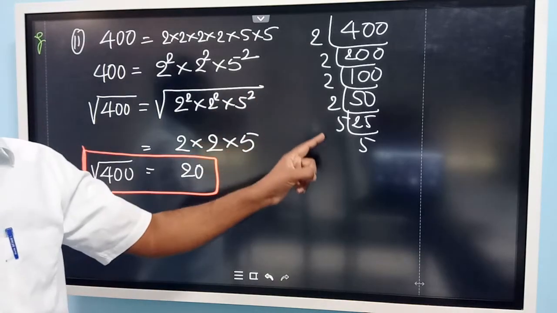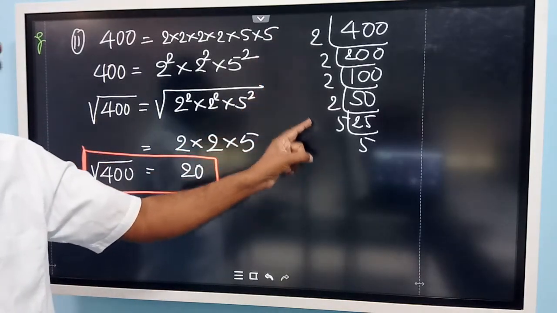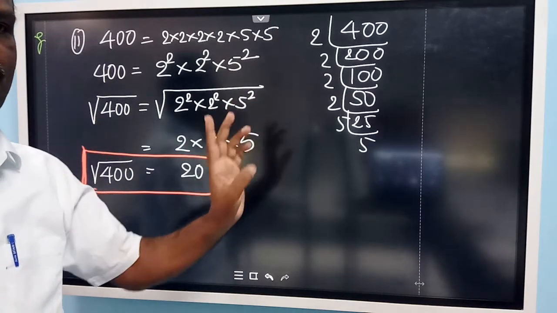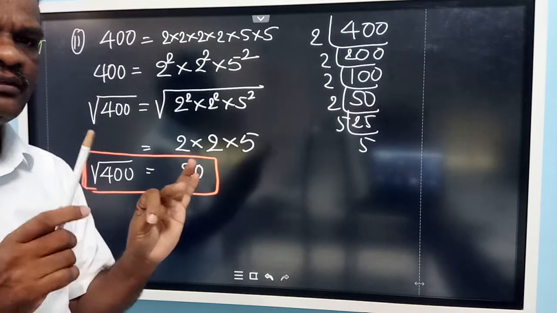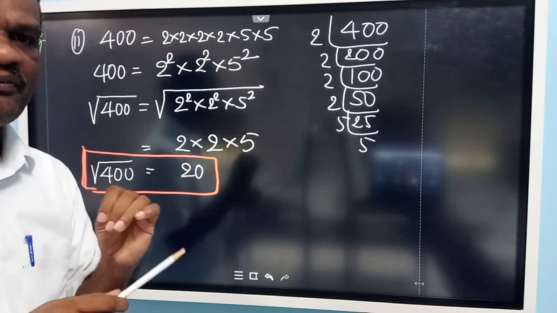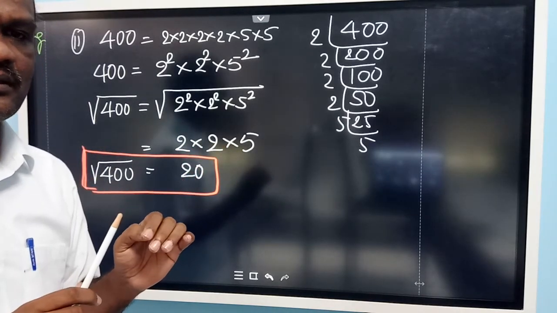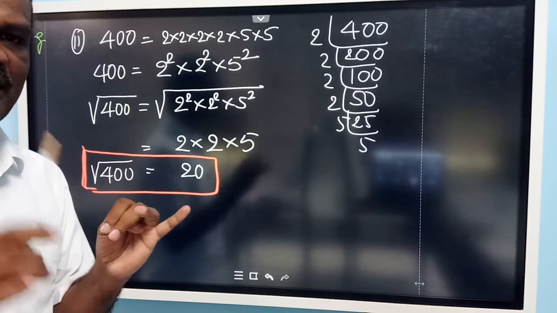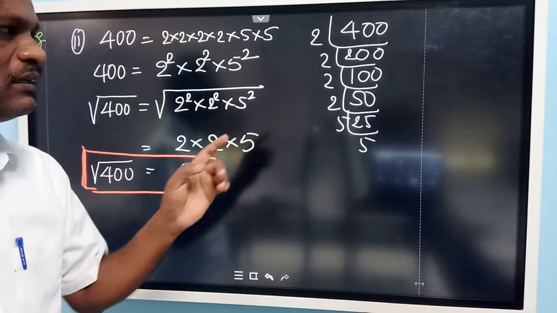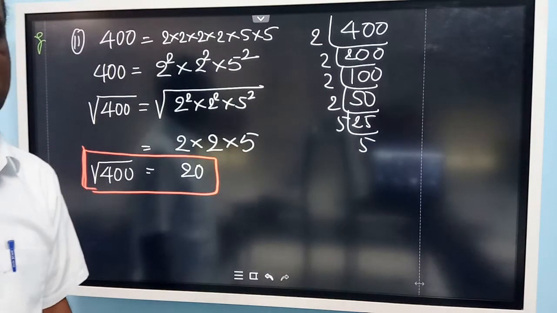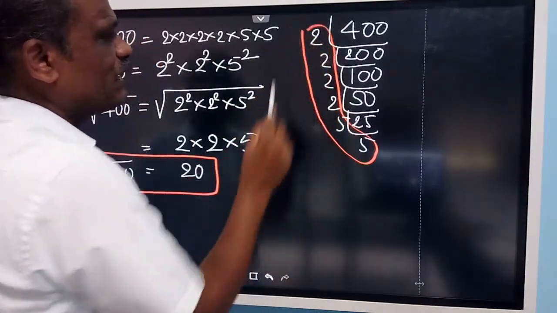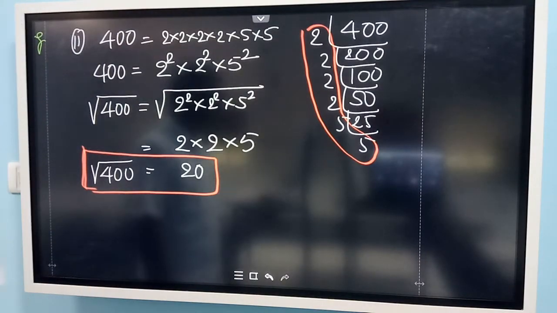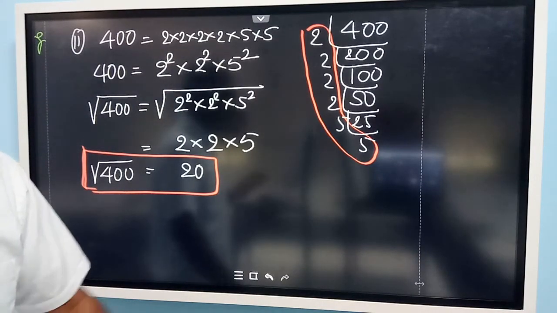Here you should be very careful. You have to use only prime numbers. What are the prime numbers? 2, 3, 5, 7, 11, 13, like that. Only such numbers should be used here. Prime factorization: using prime numbers only, you have to factorize. Is it clear to all of you? Yes, sir.